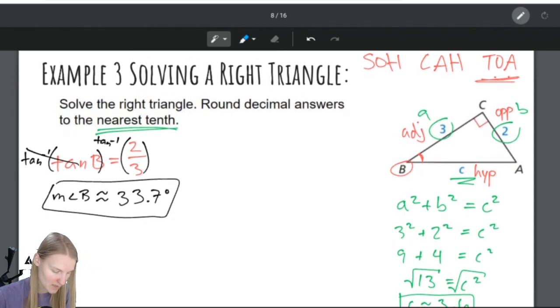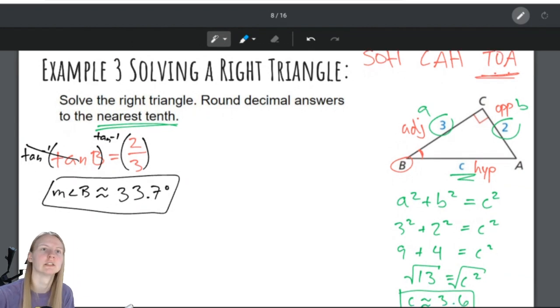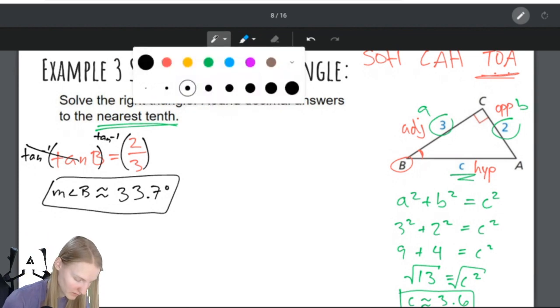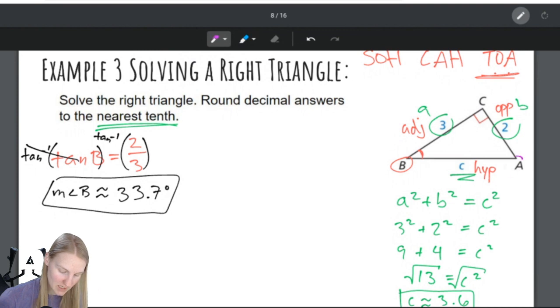Look at that. Not so bad. Awesome. Okay. Oh, Mrs. Dodge getting excited. Okay. Another color, purple. I need A, yeah? I've found everything except for A. I have, look, that's 3, that's 2, that's 90, that's 33.7, and that is 3.6. I found everything except for angle A.